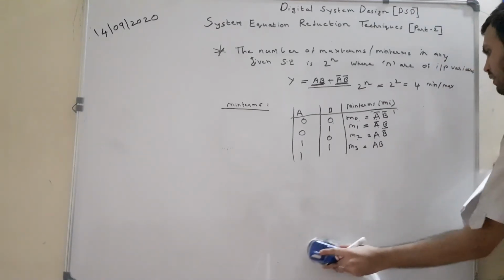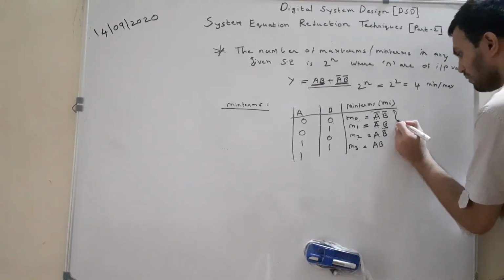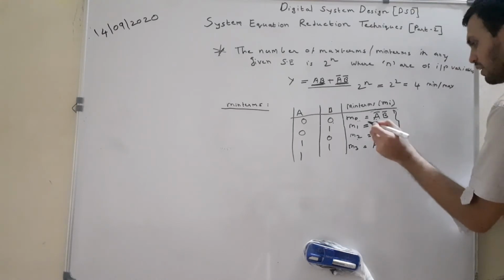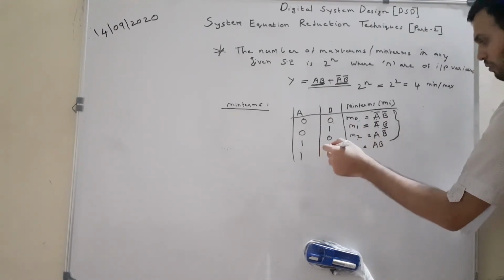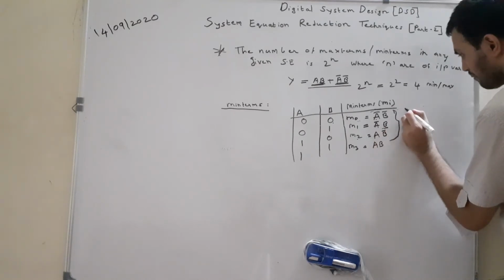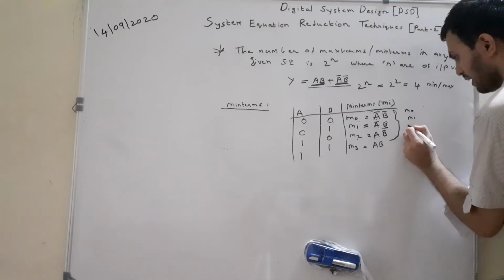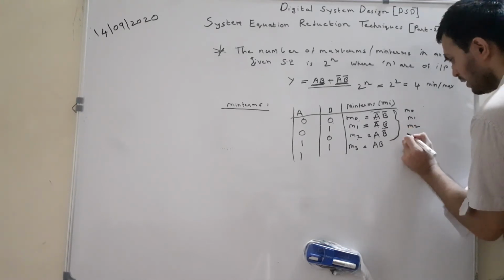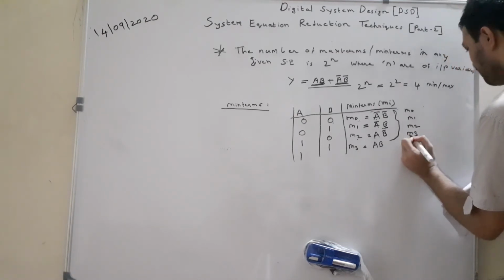So from this truth table, the corresponding min terms for the following input combinations of A and B are A complement B complement, which is represented as min term 0, A complement B, min term 1, AB complement, min term 2, and AB, that is min term 3.